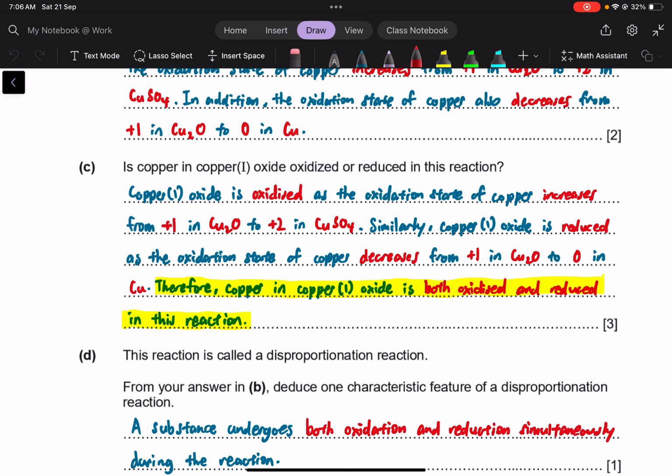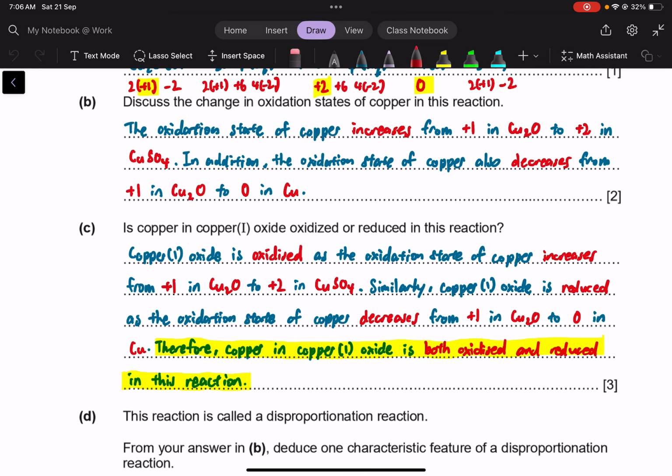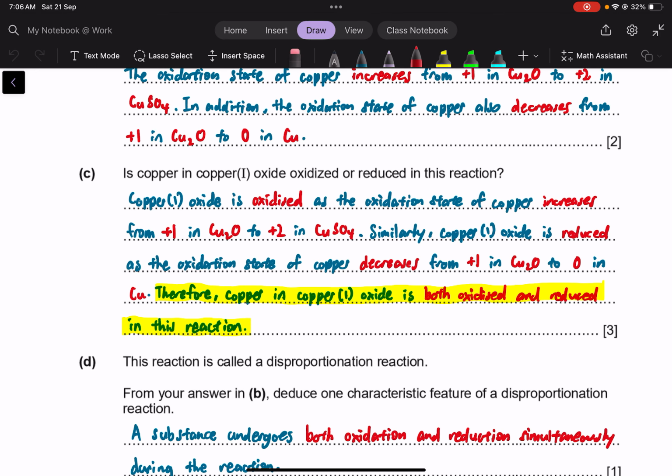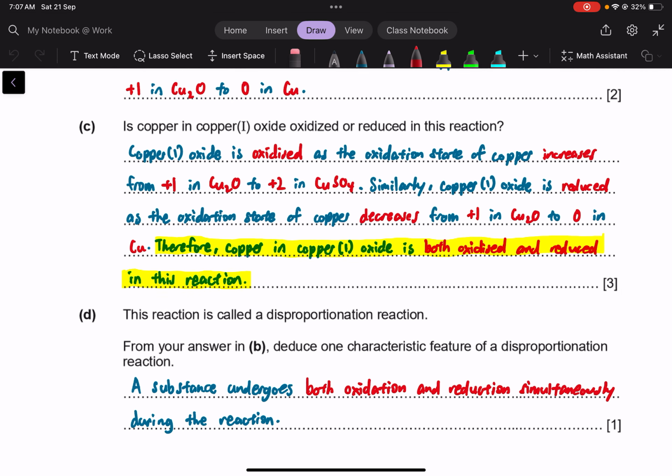So in part C, they're asking you whether it's being oxidized or reduced. In a way, we have already justified it in part B, so it's simply a repeat of what was explained. And then there's the concluding statement that you have to make. Therefore, because we have shown that copper 1 oxide has obtained two different oxidation states, it is being both oxidized and reduced in this reaction. So we can conclude at the end that copper in copper 1 oxide is both oxidized and reduced in this reaction.